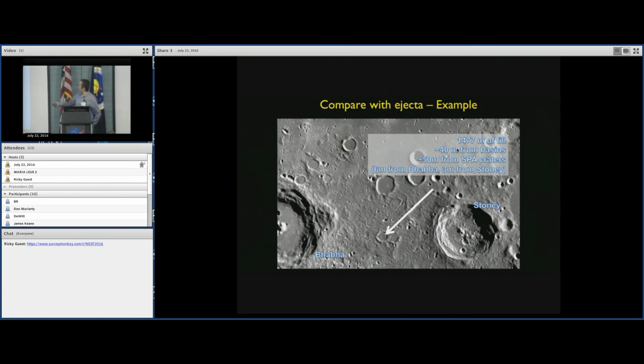Basically, let's take all of the basins on the Moon that we know to exist, and see how much ejecta they emplace here. Let's take 200 craters around the interior of SPA larger than 10 kilometers in diameter, and estimate how much material comes to this point here. For this one example, we have about 1.5 kilometers of fill. Well, only about 40 meters of material we expect to come from basins here, 50 meters from SPA craters, and while Stony and Baba might be large in the sense that they're 50 kilometers in diameter or thereabouts, you're not getting a lot of ejecta from those craters.